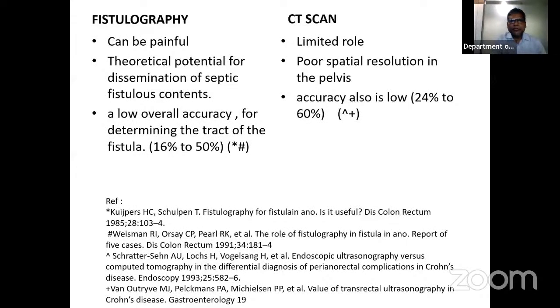Fistulography can be painful. There is a theoretical potential for dissemination of the septic fistula's content, which is very low clinically, but there is a theoretical potential of spreading sepsis. It has a low overall accuracy for determining the type of the fistula, in the range of only 16 to 50%. Even CT scan has a limited role because of poor spatial resolution in the pelvis. Also, the accuracy is low, ranging from only 24% to 60%.